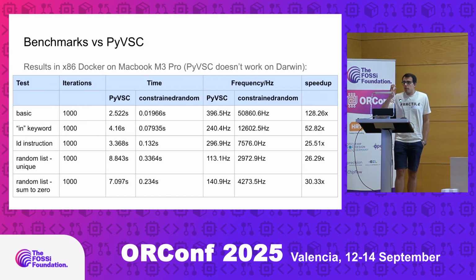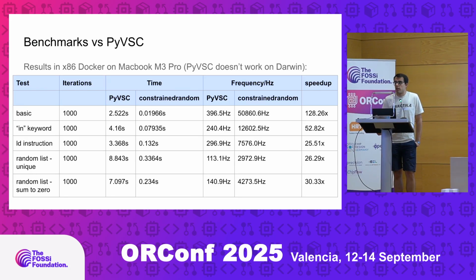So running against PyVSC, these are the 5 benchmarks where I coded them up in both Constrainedrandom and PyVSC. The first 2 are very simple, and the bottom 3 are things I deliberately picked that Constrainedrandom is worst at. Like, these are its weak points. So I tried to find the things it's slowest at. So you can see that I got a decent speed up.